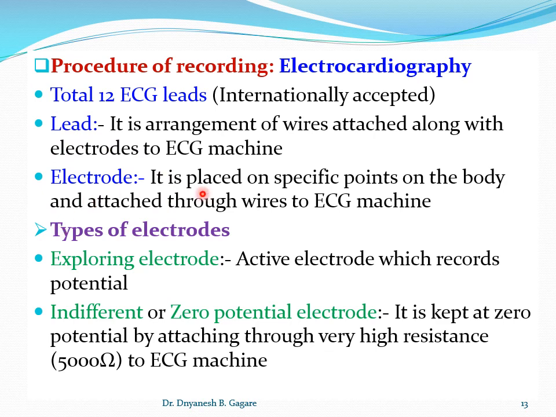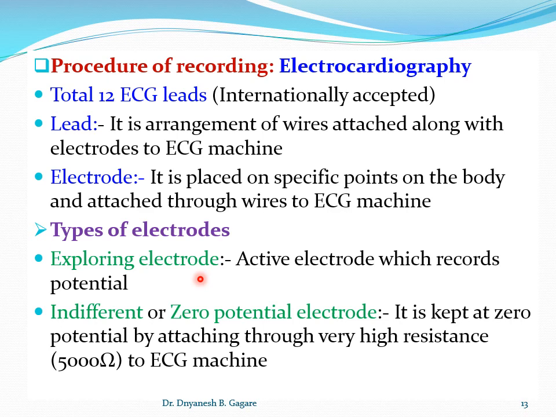Okay, what these 12 leads are, we'll go. Before that, see something about the electrodes. We have two types of electrodes. One is the exploring electrode and the other is the indifferent electrode. The indifferent electrode is kept at zero potential. So first, what is the exploring electrode? It is the active electrode which records the potential. So this electrode is active.